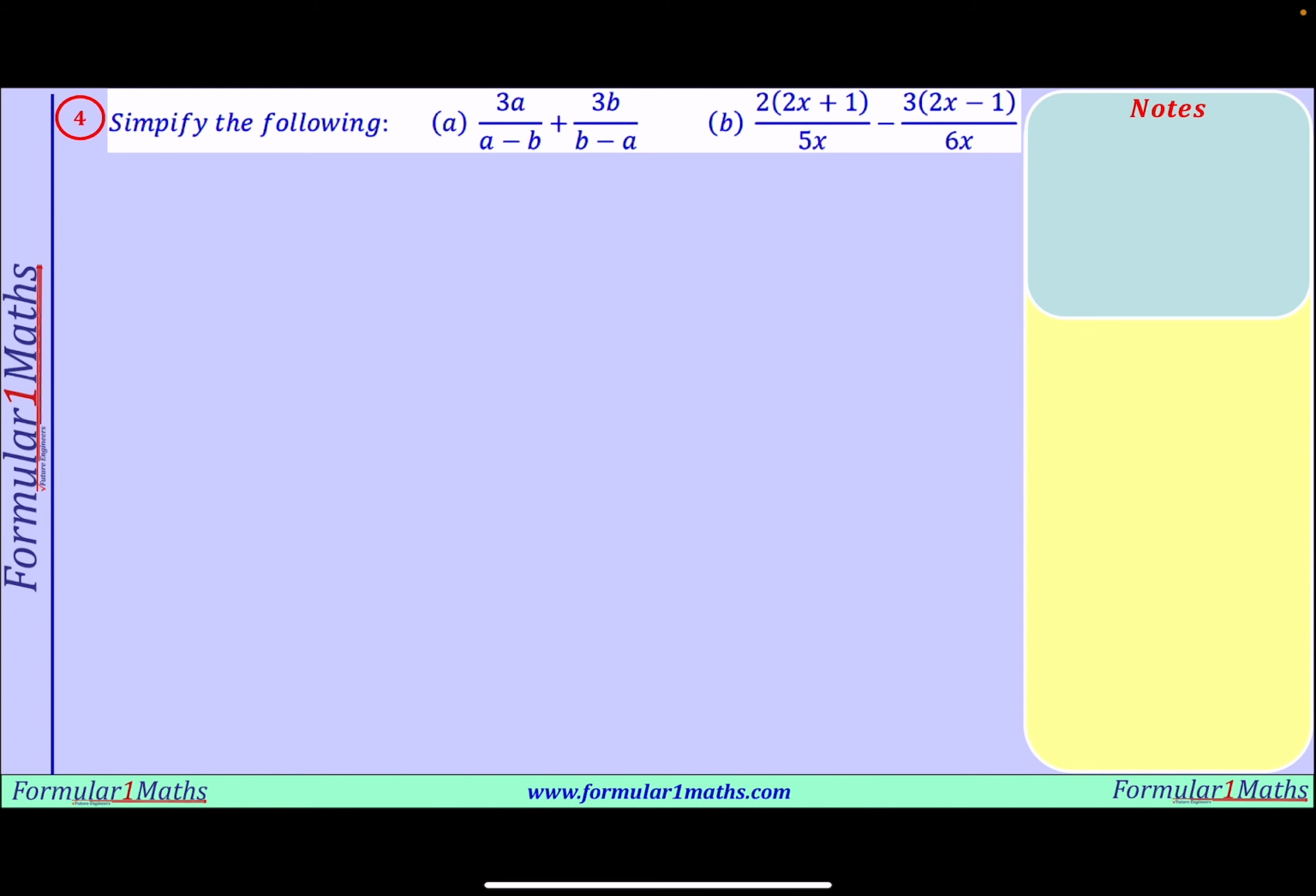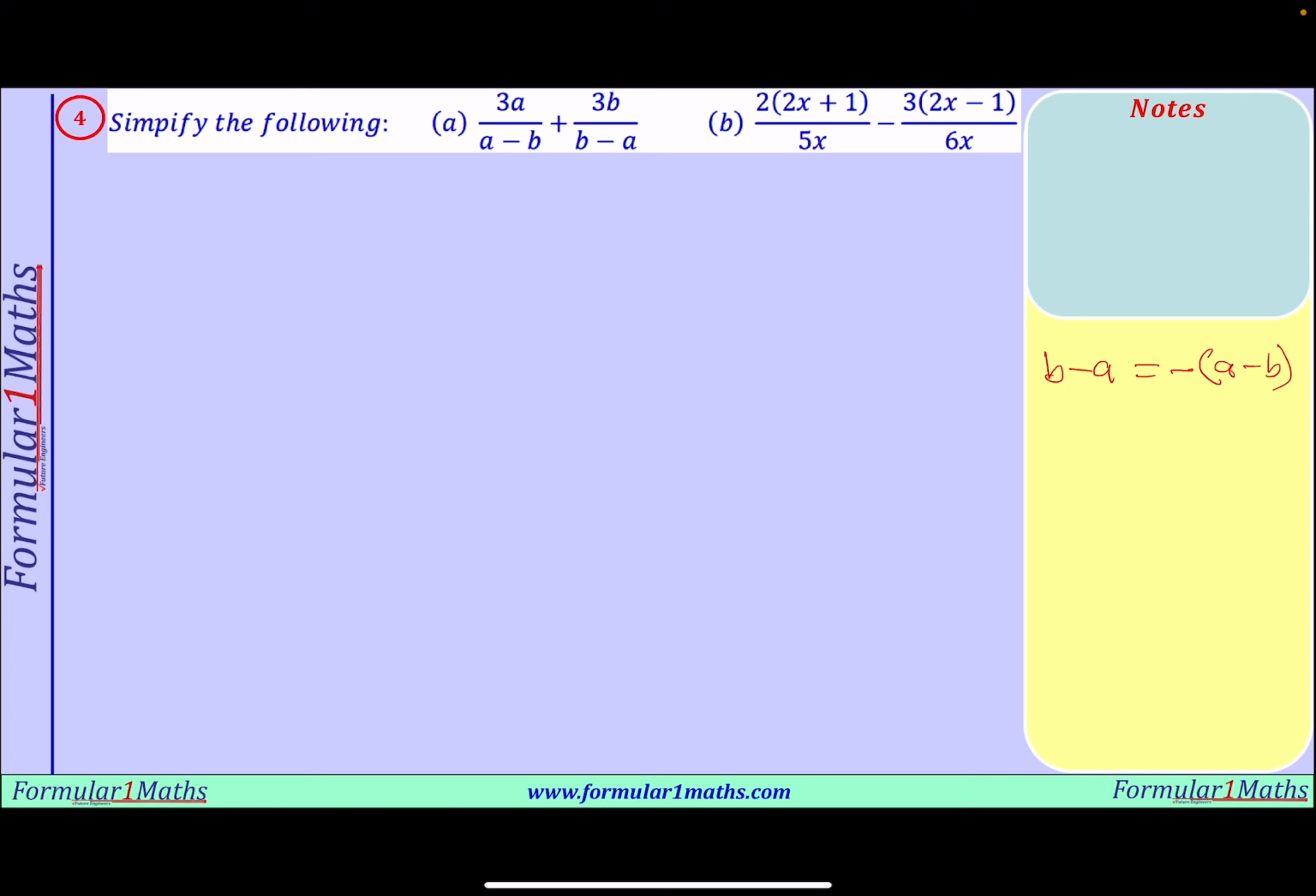Question 4. Again, we need to simplify the following. Now we need to realize that for a, this denominator here needs to be rewritten to look like that. So b minus a can be written as minus brackets a minus b.